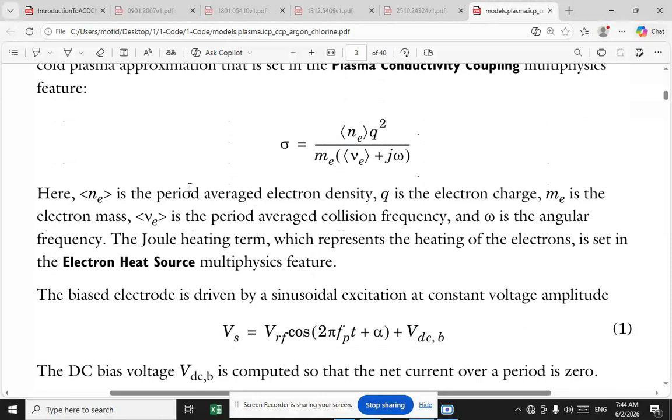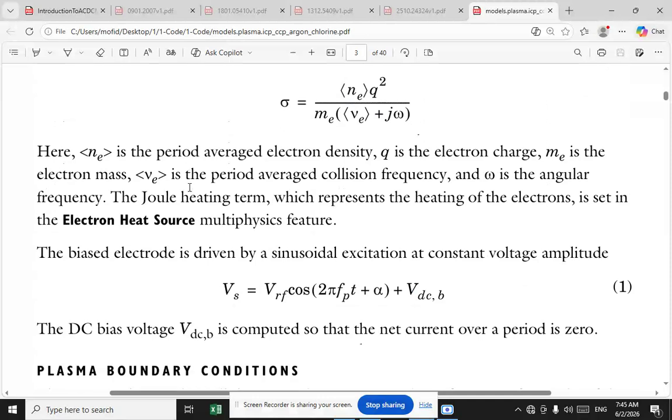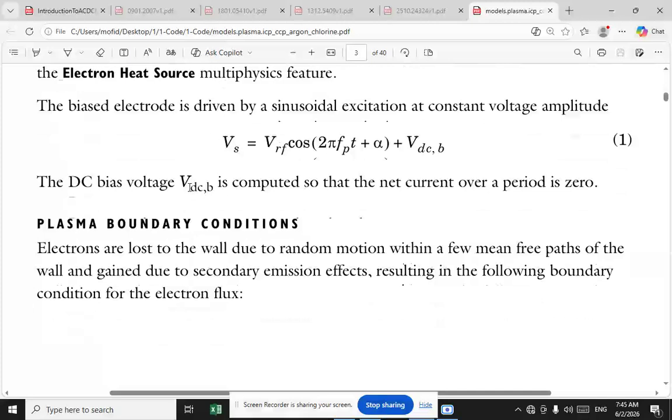The Joule heating term, which represents the heating of the electrons, is set in the electron heat source multiphysics feature. The bias electrode is driven by sinusoidal excitation and constant voltage amplitude. Vs is equal to V radio frequency cosine of (2 pi f t plus alpha) plus V direct current bias. The DC bias voltage is computed so that the net current over a period is zero.